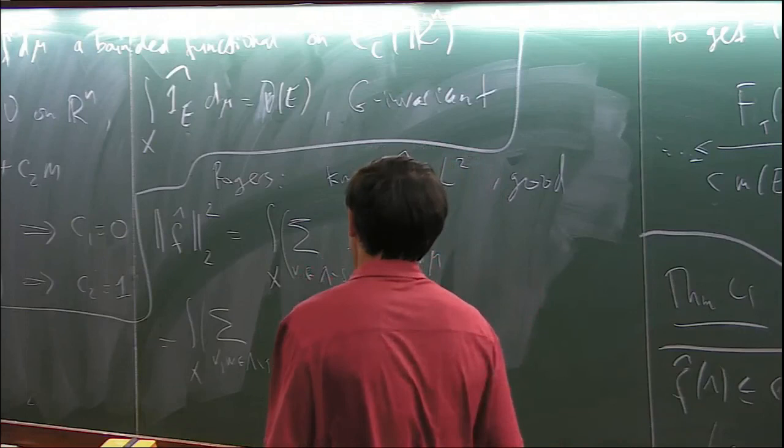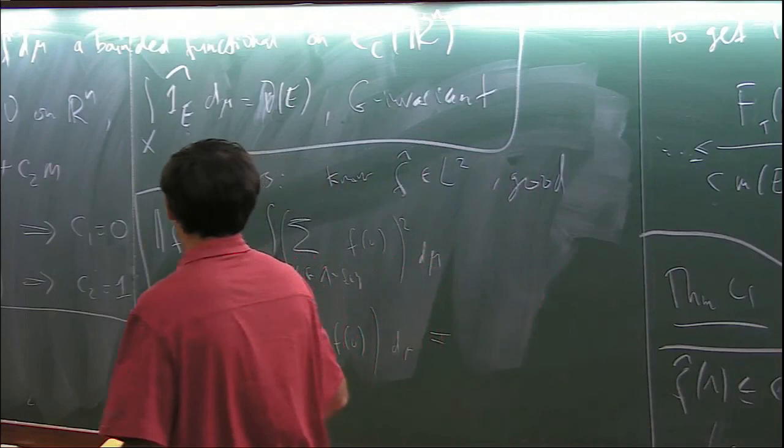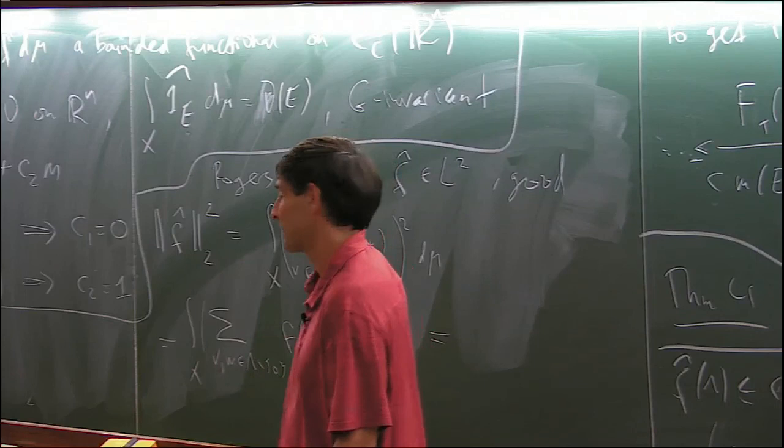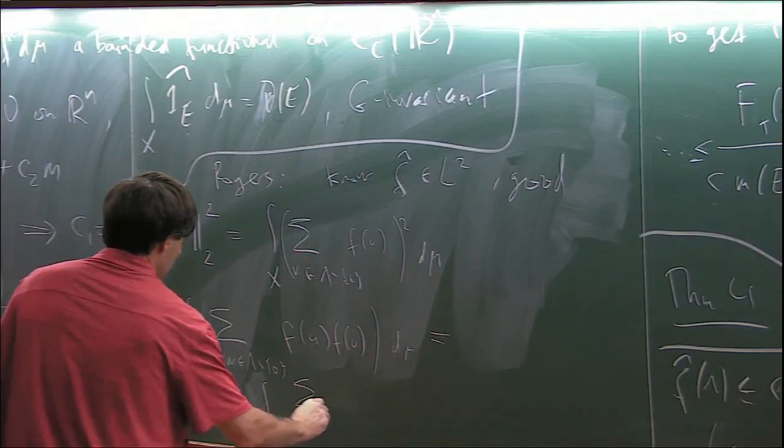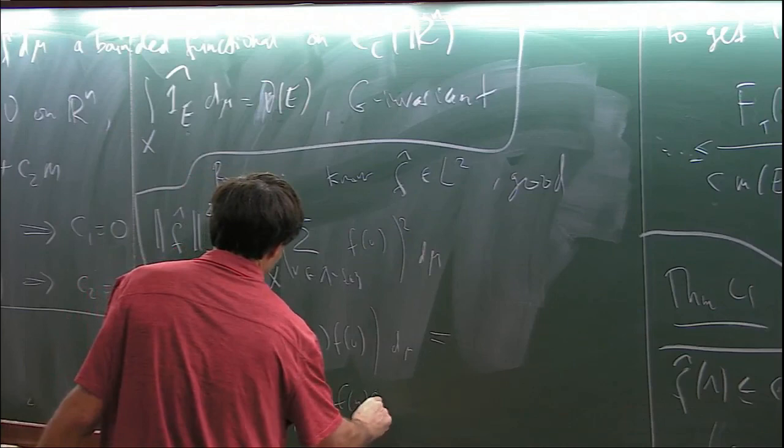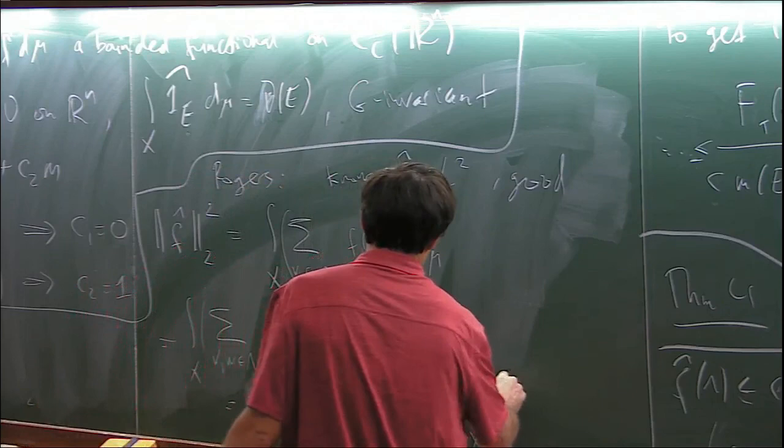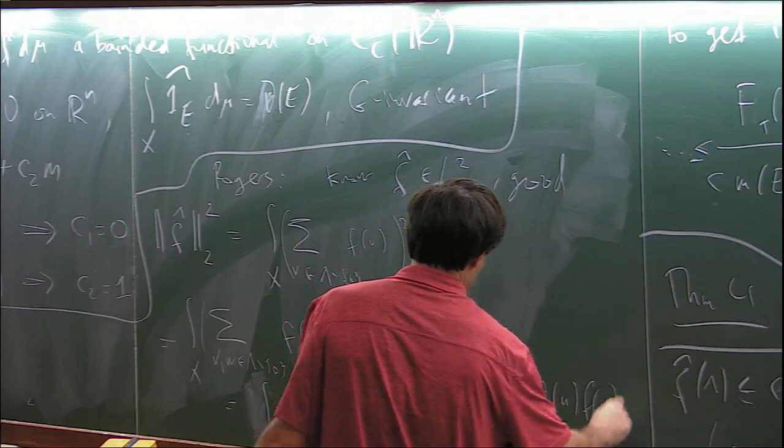And now I naturally split it into two different parts. One is when these vectors are linearly independent, and the other when they're proportional, because it matters. So it's the integral of the sum over linearly independent f of u, f of v, d mu, plus the sum where they are proportional.